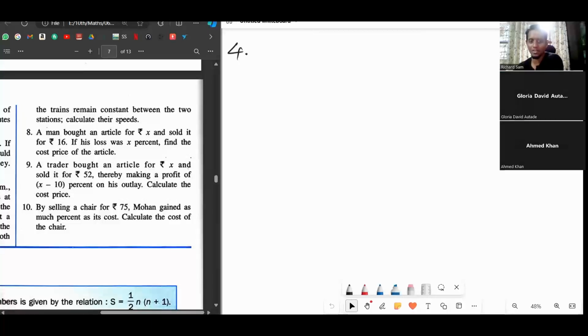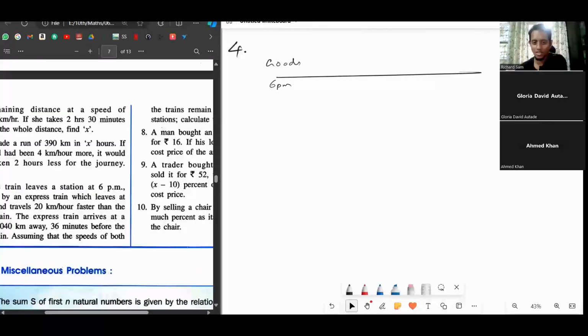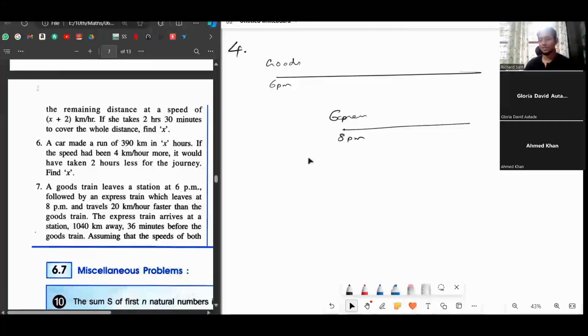Okay. So let's draw a timeline. There's a goods train. What time does the goods train start? Goods train starts at 6 o'clock, 6 p.m. What time does the express train start? Express train starts at 8 o'clock. Now, which one reaches first? Even though the express train started 2 hours later, it still reached faster. The express train arrived at the station 36 minutes before the goods train.